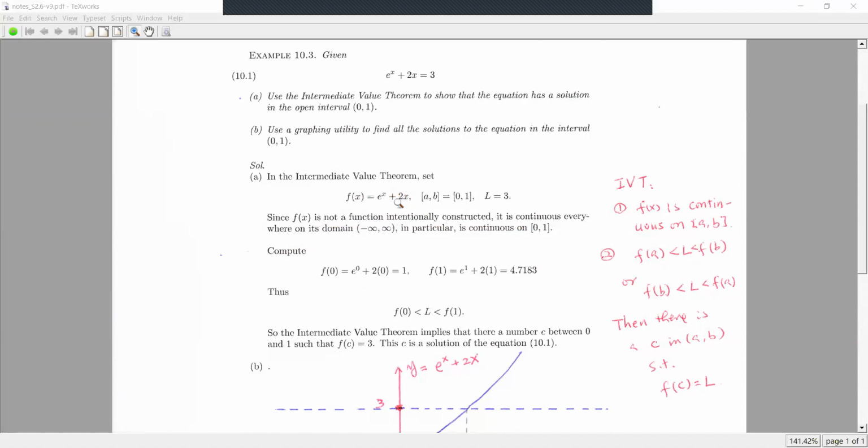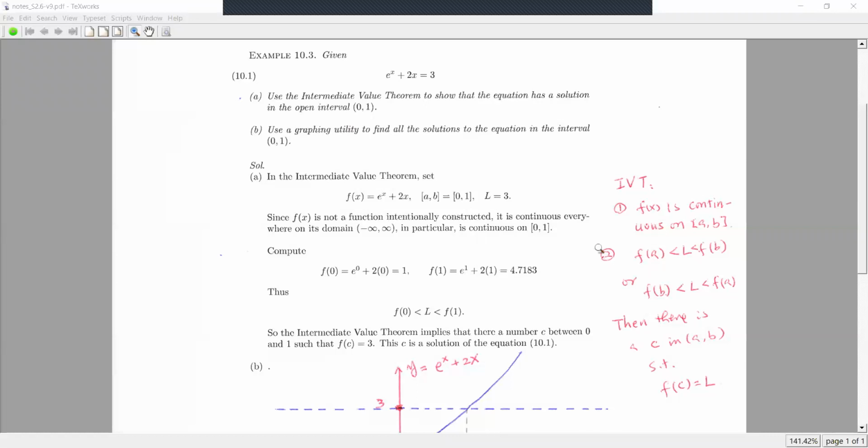You can have a try with your calculator. This function is computable at any number. So the graph of this function is continuous from negative infinity to positive infinity. In particular, the graph of this function is continuous from 0 to 1. Therefore, condition 1 in IVT is satisfied.